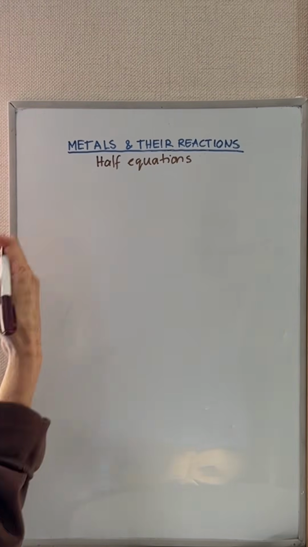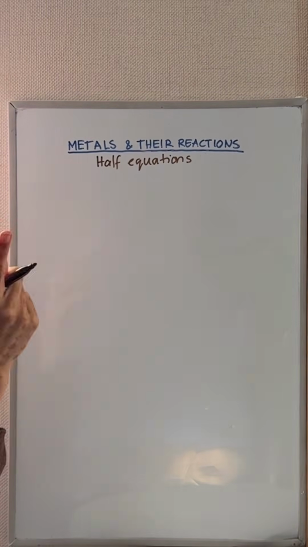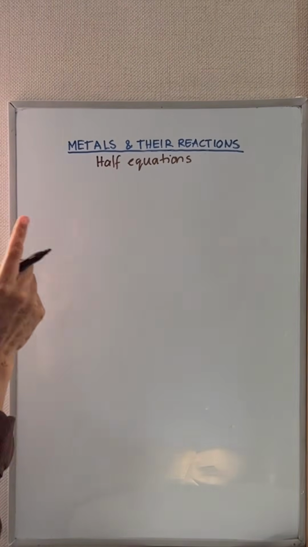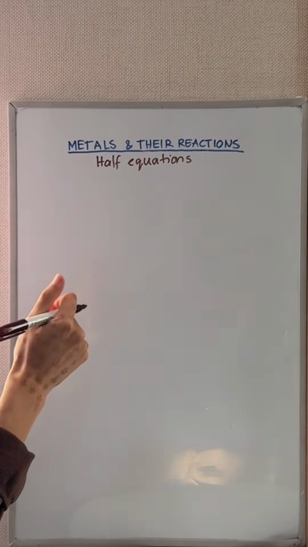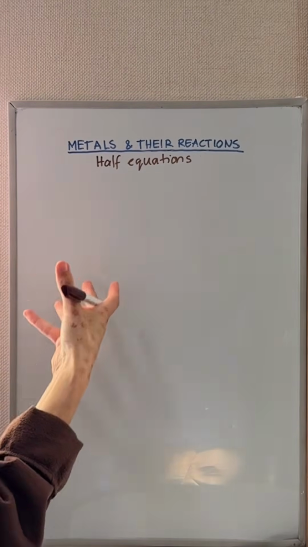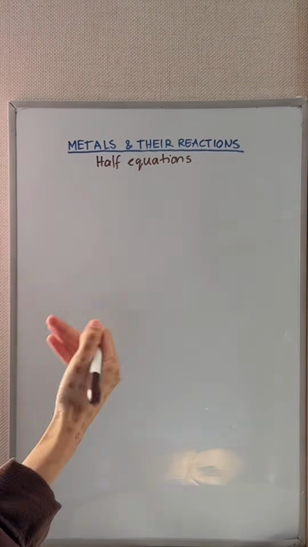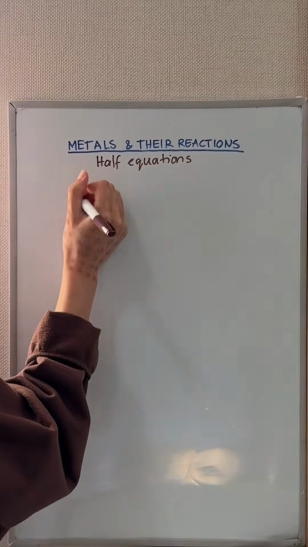Okay, so a half equation essentially just shows you what is only happening to one element in the entire full equation. So we only focus on a single element and have a look at whether it's been oxidized or reduced. So I'm going to write some examples of what certain half equations may look like.